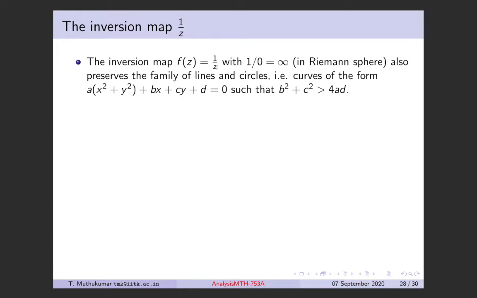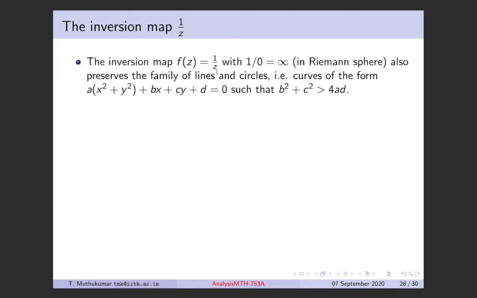Okay, so one nice property about this map 1 over z is that it preserves the family of lines and circles. What I mean by that is that if you take lines or circles, the image of that under 1 over z is also a line or a circle. I'm not saying that lines get mapped to lines and circles get mapped to circles. I'm saying that lines can get mapped to lines and circles, and circles can get mapped to lines and circles. Basically, the family of lines and circles is invariant under this map.